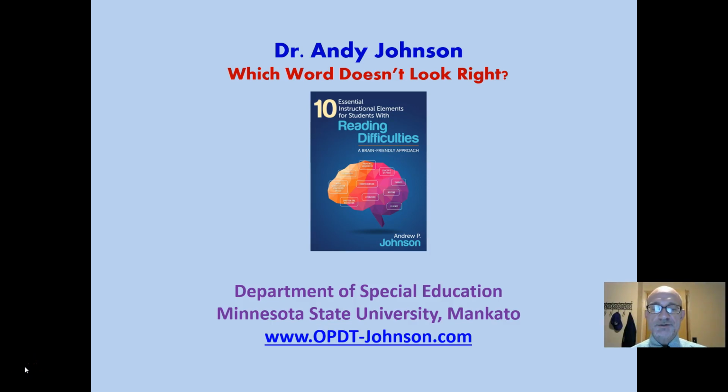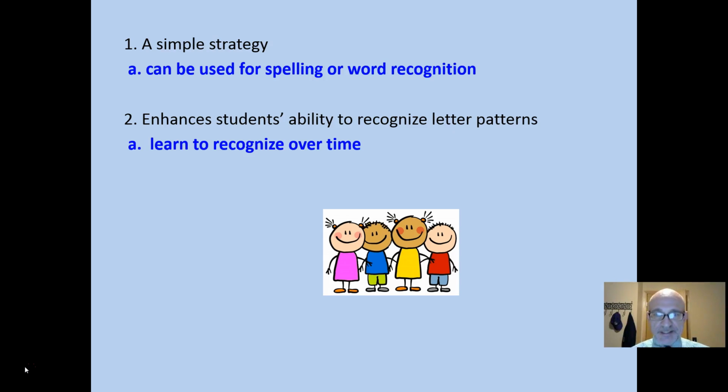Another simple strategy: which word doesn't look right. It can be used for spelling class or as part of word recognition. Remember, word recognition is different from word identification. Identification is a strategy you use to identify words that you know. Recognition is to instantly see a word and know what it means.